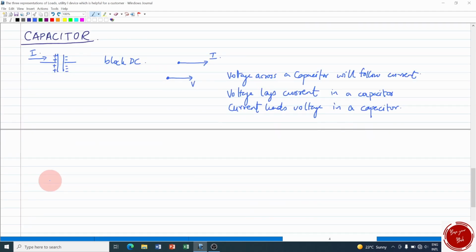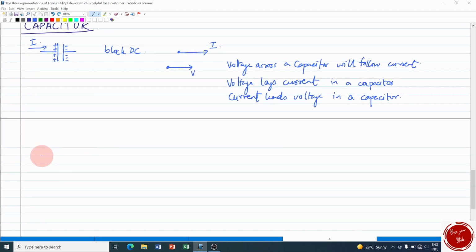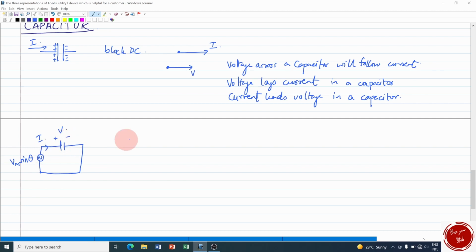Next, I am going to take a simple circuit containing an AC source and a capacitor. So Vm sin theta is the supply source, and let the voltage developed across the capacitor be V, and the current passing through the capacitor be I. So I am going to compare voltage and current. Let us put this sentence into a graph.